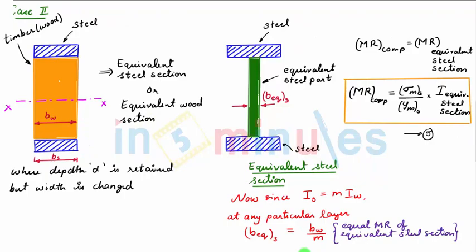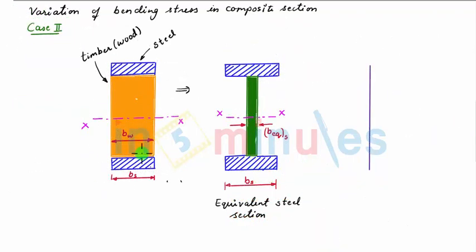We now plot the variation of bending stress across the depth of the composite section in case 2, wherein the centroidal axis of the composite section does not pass through the centroidal axis of each of the sections. So for analysis, we have converted this composite section into an equivalent steel section where the wooden part is converted into an equivalent steel part of width given by the formula. So now if you consider the steel part, at the extreme top layer, this steel part is subjected to maximum compressive stress. So plotting the maximum compressive stress as shown in the figure.